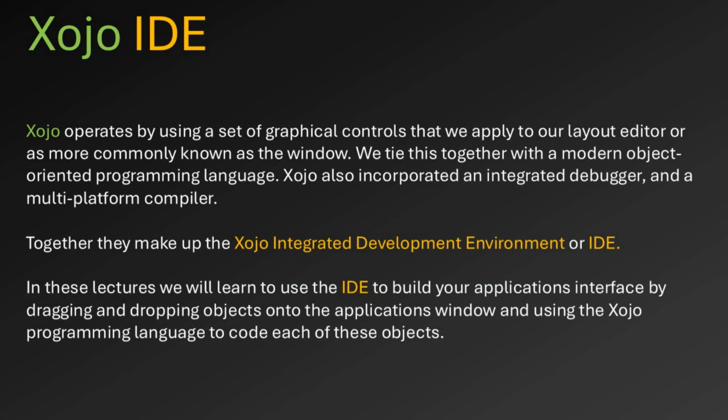Xojo operates by using a set of graphical controls that we apply to our layout editor, or is more commonly known as the window. We tie this together with a modern object-oriented programming language. Xojo also incorporates an integrated debugger and a multi-platform compiler. Together, they make up the Xojo Integrated Development Environment, or IDE.